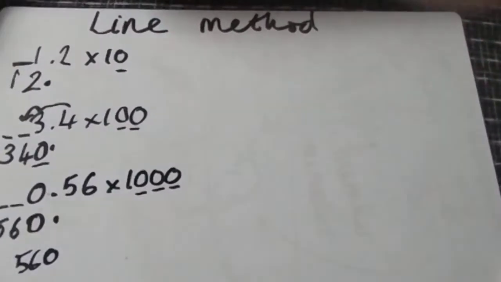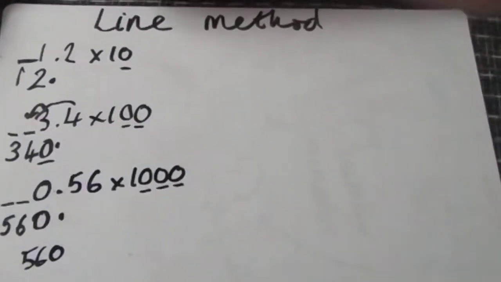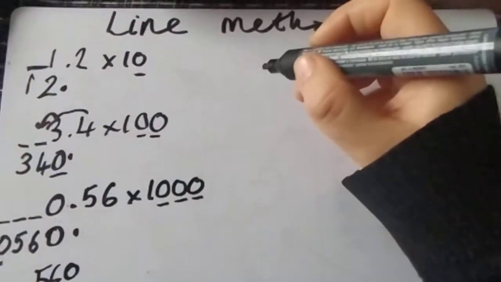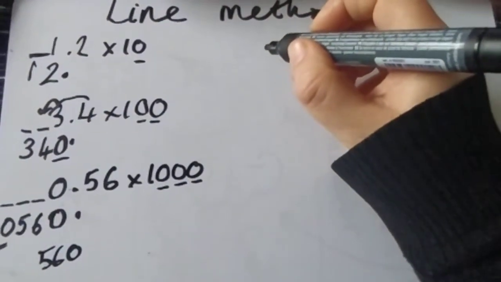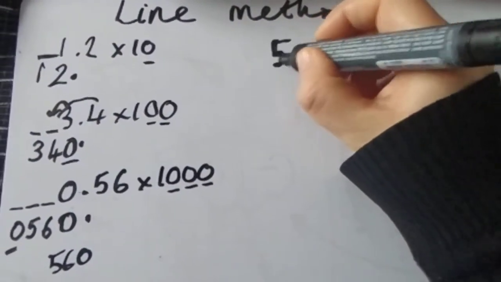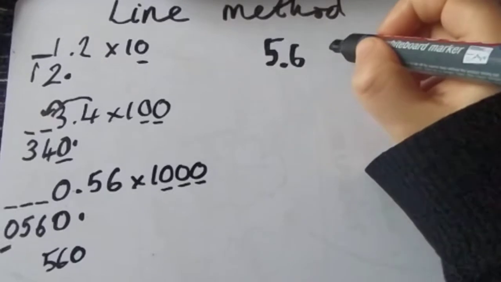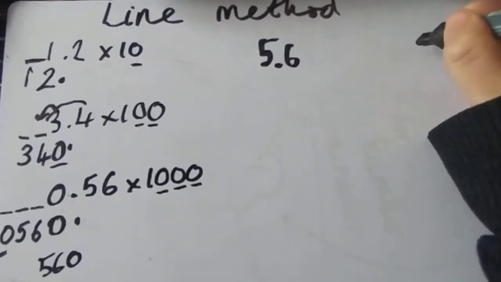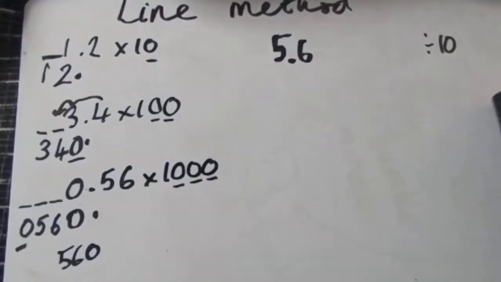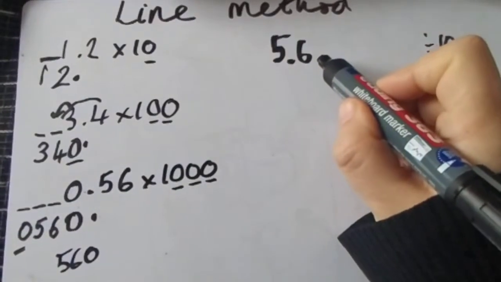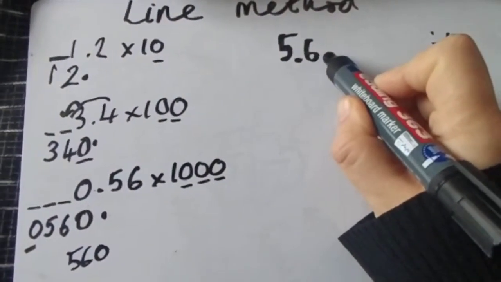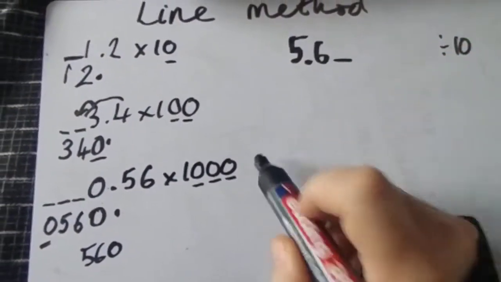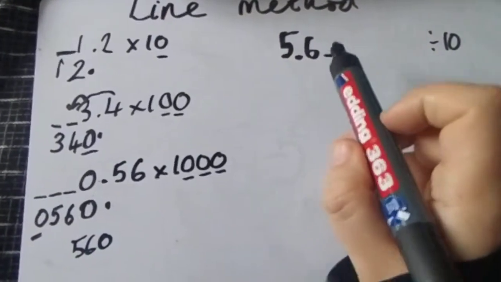We'll just have a look at dividing then. It's essentially just the opposite, so we move the other way. So let's say 5.6, and we'll divide that by 10. I'm just going to pop that out the way over here. So we're dividing by 10. This time our line is going here, so it goes to the right.